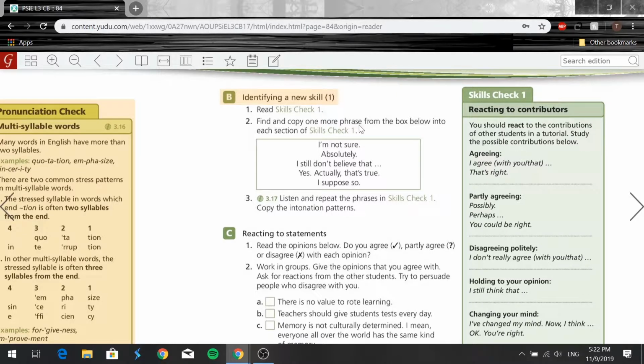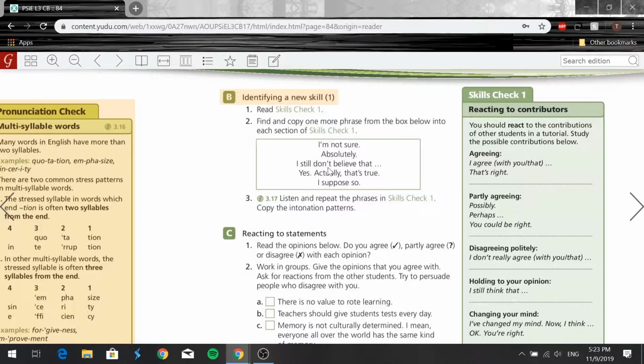So let's start with I'm not sure. I'm not sure will be disagreeing politely. I'm not sure I agree with you. So I'm not sure is disagreeing politely. Absolutely means you're agreeing. So absolutely is agreeing. I still don't believe that. This looks like holding to your opinion.